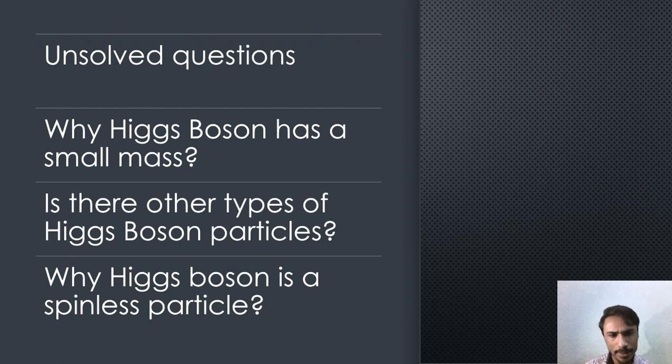And the last question is that this Higgs boson is a spinless particle. It does not spin clockwise or anti-clockwise. It is not spinning, it is a spinless particle. How is it possible that a particle which creates an isotropic and homogeneous field and provides masses to the particles in the standard model is itself a spinless particle? It is an unsolved question in the field of physics, and they are trying to answer it.